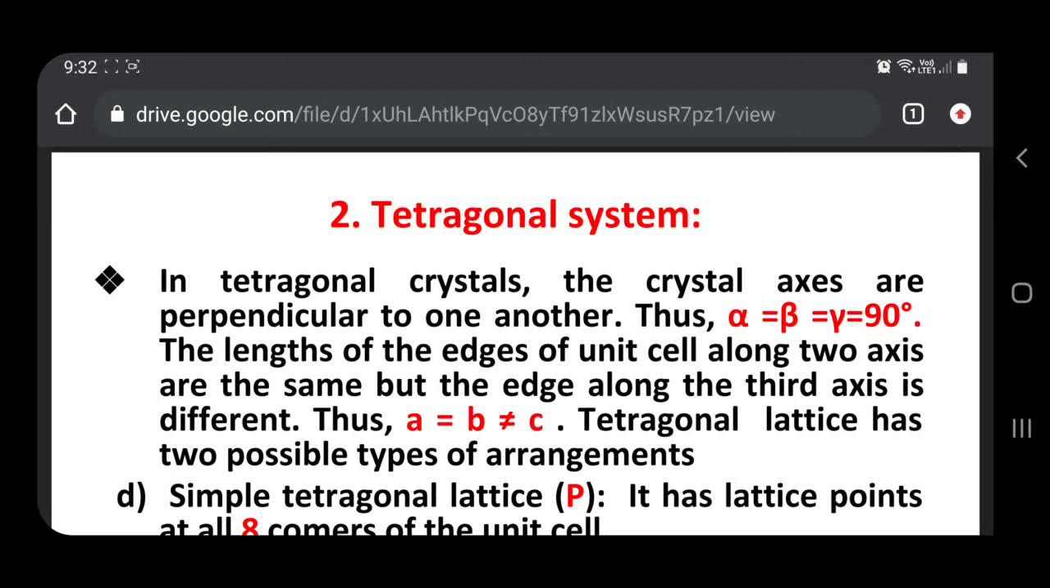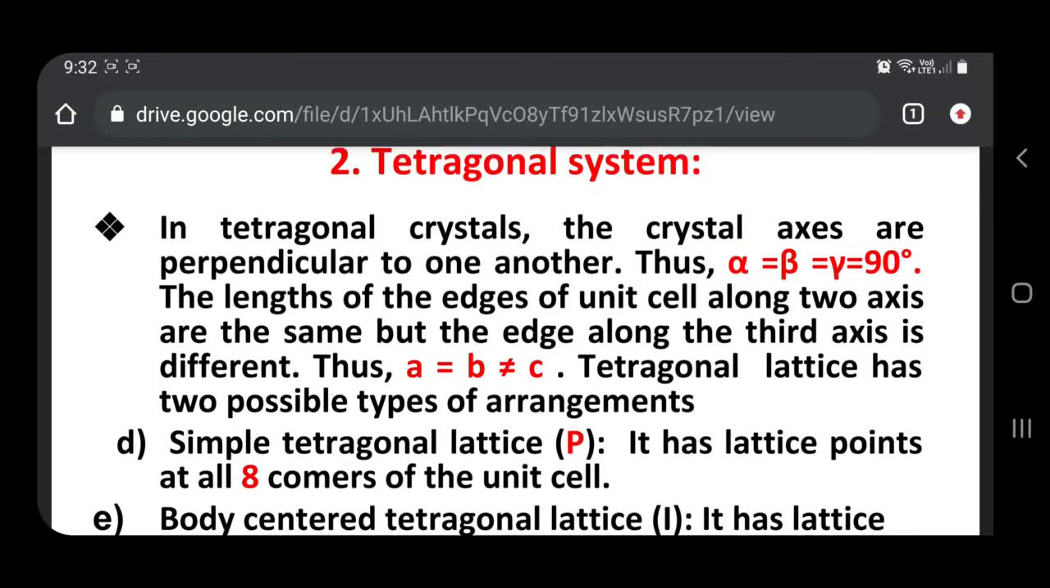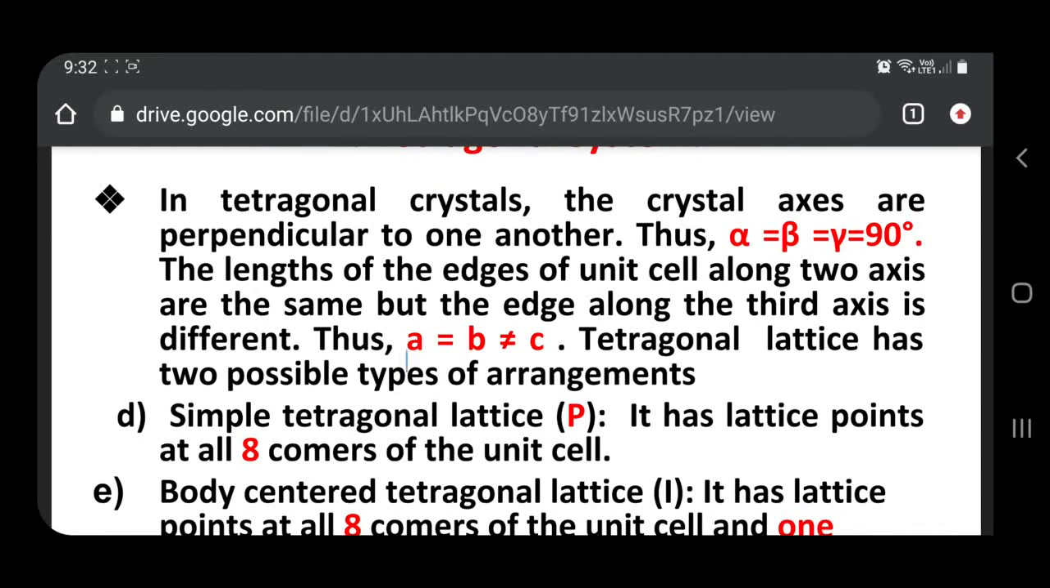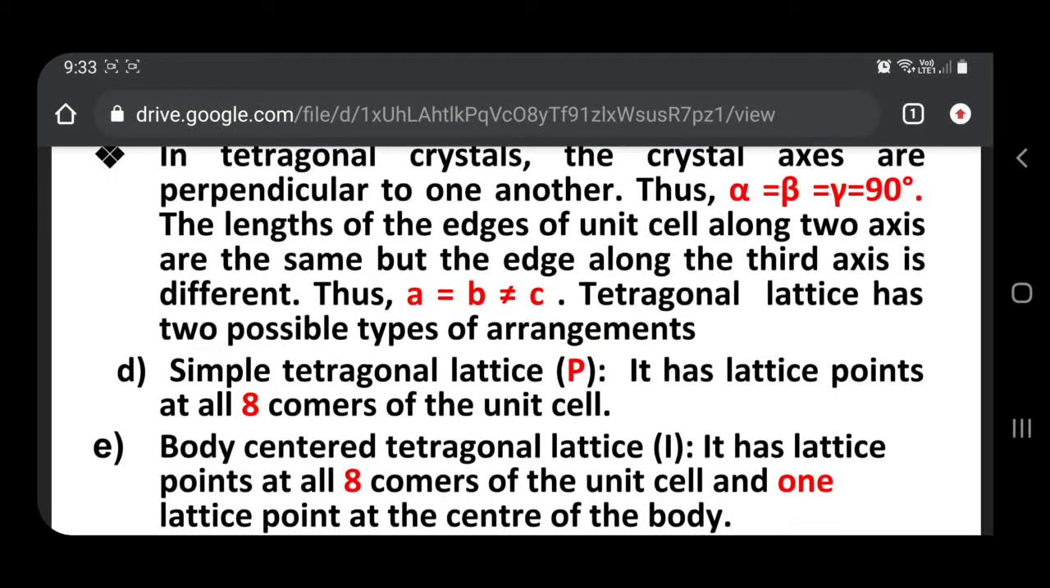The second crystal system is the tetragonal system. In tetragonal crystals, the crystal axes are perpendicular to one another, that is interfacial angles, each is equal to 90 degrees, and the length of edges of the unit cell along 2 axes are the same, and along the third axis it is different, that is A is equal to B, along X and Y axis, and C, which is along Z axis, is of a different length.